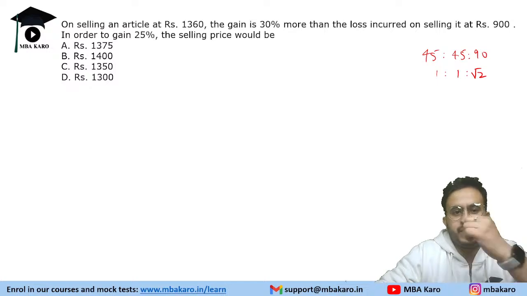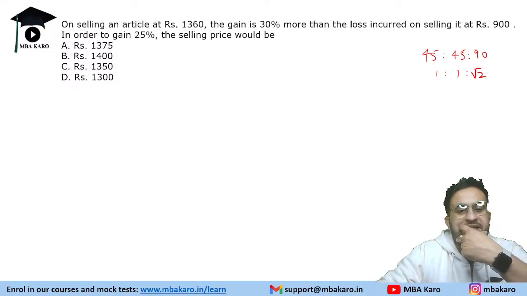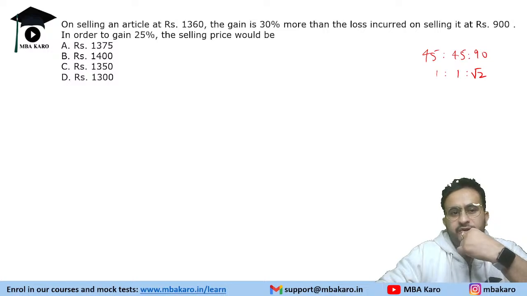Okay, this is an easy question. It says on selling an article at 1360 the gain is 30% more than the loss incurred on selling it at 900. In order to gain 25%, the selling price would be what?